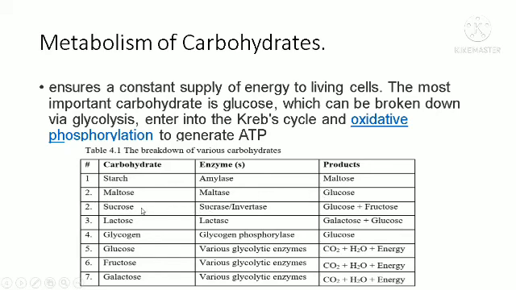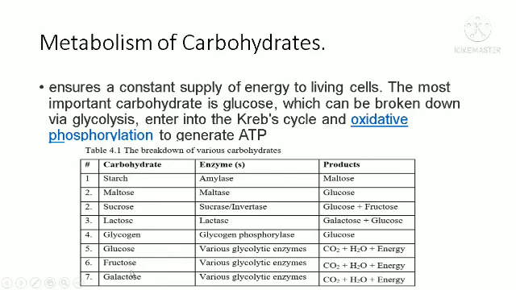Then you have sucrose, which we said was made from glucose and fructose. This can be broken down by the enzyme sucrase or invertase. And this enzyme will break down sucrose to its monosaccharide units, glucose and fructose. Then you have lactose, which can be broken down by the enzyme lactase into its monosaccharide units, galactose and glucose. Then you have glycogen, which can be broken down by the enzyme glycogen phosphorylase into its glucose monosaccharide units.